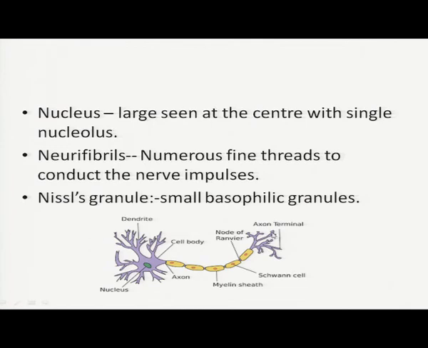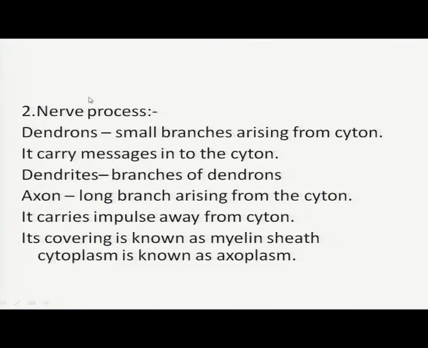Now, you can see at the end of this axonite, a small spherical, globular, knob-like structure, the synaptic vesicles. So, all these are the nerve processes. Dendrons are the small branches arising from the cytone, and already I have told you they carry messages from different parts to the cytone.